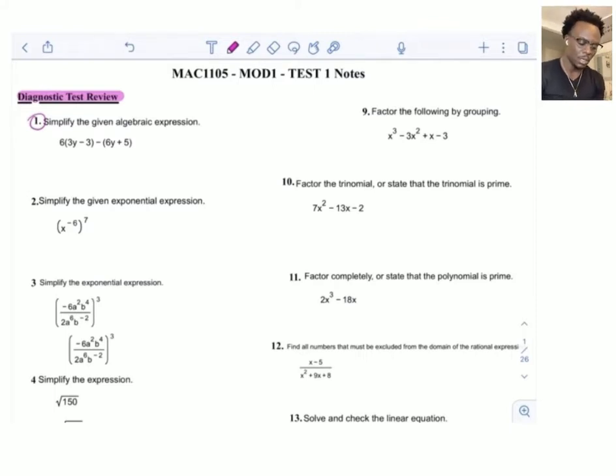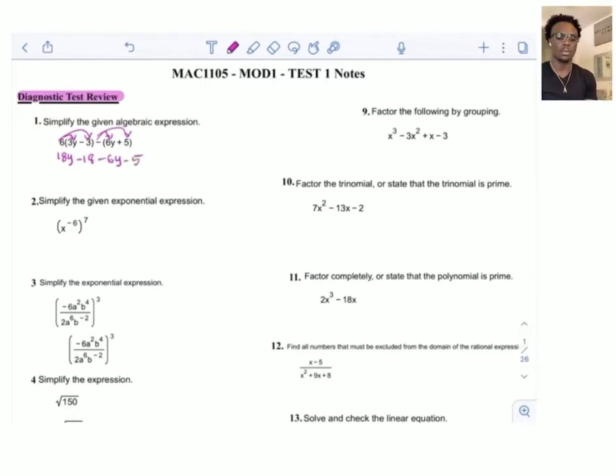This expression contains parentheses, so we're gonna have to use distribution to cancel the parentheses. So let's distribute 6 over to all the terms inside and the -1 here over all the terms inside. The -1 will change the sign of everything inside. So that's 18y minus 18 minus 6y minus 5.